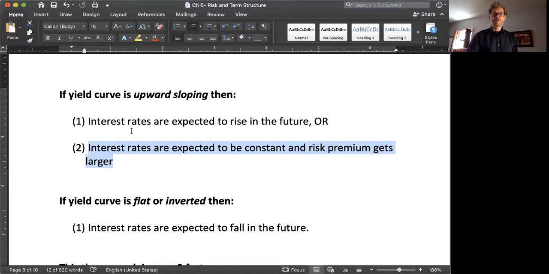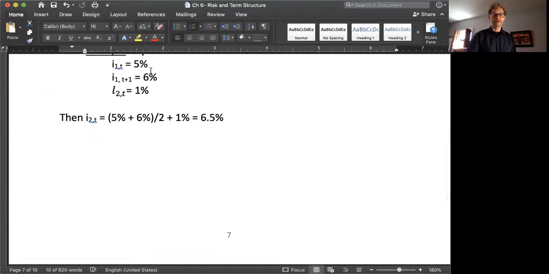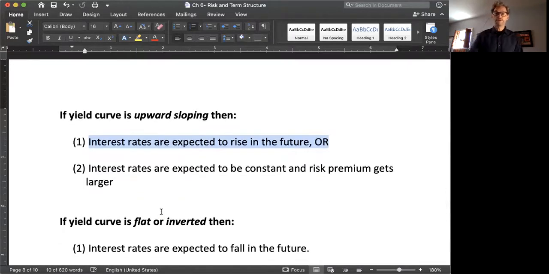The other thing that could drive yield curves up is if interest rates are expected to go up in the future, right? So you notice here that in this previous example, because interest rates are expected to go up in the future, that actually increases the yield that's demanded on a 2-year bond relative to a 1-year bond. So yield curves are upward sloping in general because of the risk premium, but they can also be additionally upward sloping if markets think interest rates are going to go up.